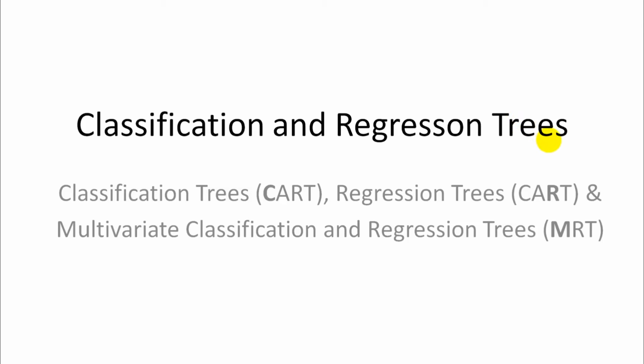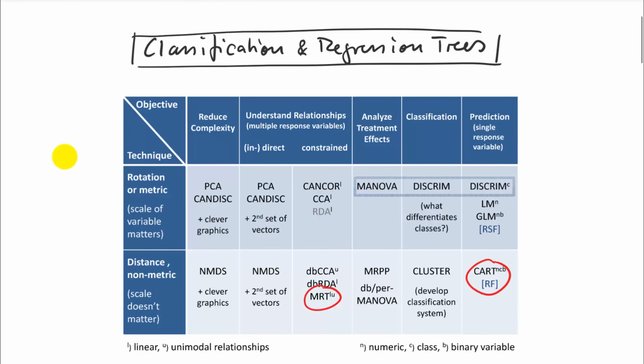Now, classification and regression trees is abbreviated CART, and it depends on your predictor variables what you're actually carrying out. So it's classification trees if your predictor is a categorical variable, and it's a regression tree analysis if your predictor is a continuous variable. And then we also have the multivariate version of classification and regression trees. That's abbreviated MRT. I don't know why they leave out the classification, but it is a method that does both classification and regressions. So let's see where we sit in our objective matrix.